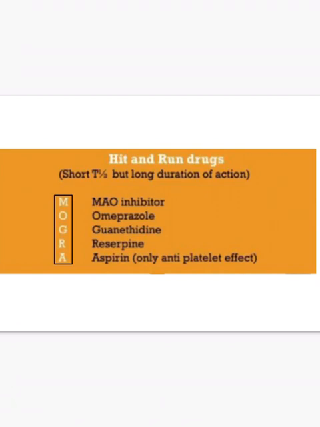Now coming on to the hit and run drugs, where we do not require therapeutic drug monitoring. They have a short t half, but a long duration of action. Even when they leave the body, they act for a long time. So you have MAO inhibitors, that is monoamine oxidase inhibitors. Then you have PPIs like omeprazole. Then drugs like guanethidine, reserpine, and aspirin, whose antiplatelet effect is long-lasting.